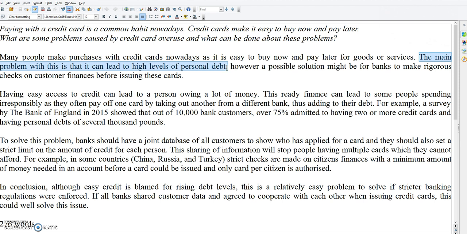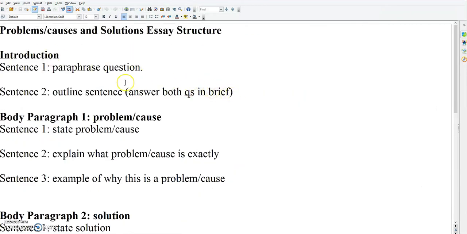You owe a lot of money that you can't pay, so I can't think of anything else. However, what's the solution? Well, banks should check on their customers before they give them a card. Not so difficult. Now, you will see just how easy this type of essay is. So, what do we have to do again? Just have a quick look. So we've done the introduction.